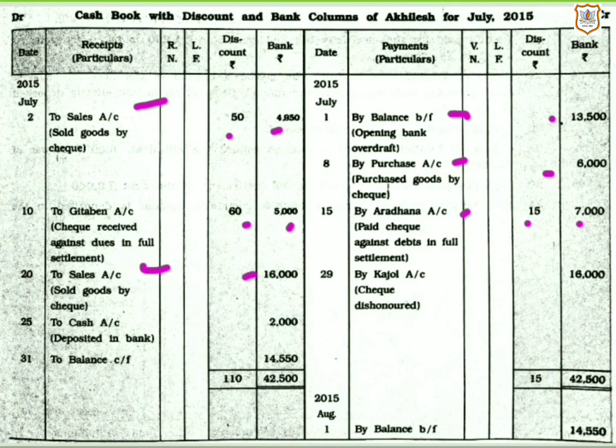Now next transaction, date 25th, cash of rupees 2,000 deposited in the bank. Here again, bank is the receiver of cash. So we will record it in bank column on debit side of cash book. So amount is 2,000 and in particular we will write to cash account. Now next transaction, date 29th. Check issued by Kajol is dishonored.